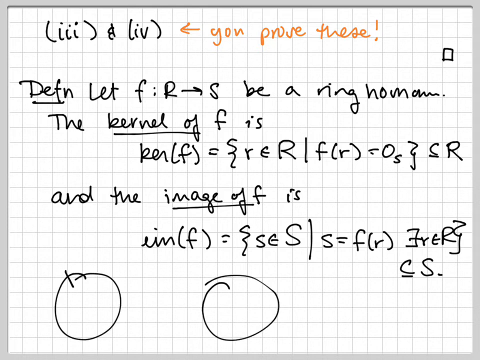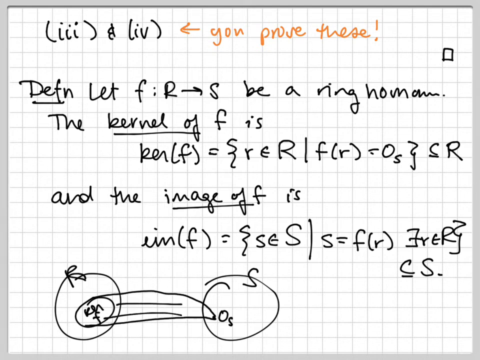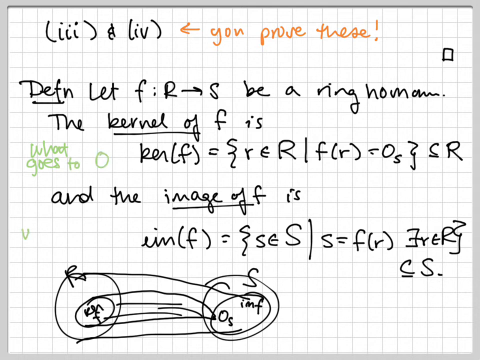Now, I always draw myself a little picture. I've got R and S. I can think about how the kernel of f and the 0 of S are related. The kernel is all the stuff that gets sent over to 0 in S. And then I can think about how the image of f and all of R are related, and the image of f is everything that I get when I plug in all of R. Okay, so the kernel is what goes to 0, and the image is what you can get as output.